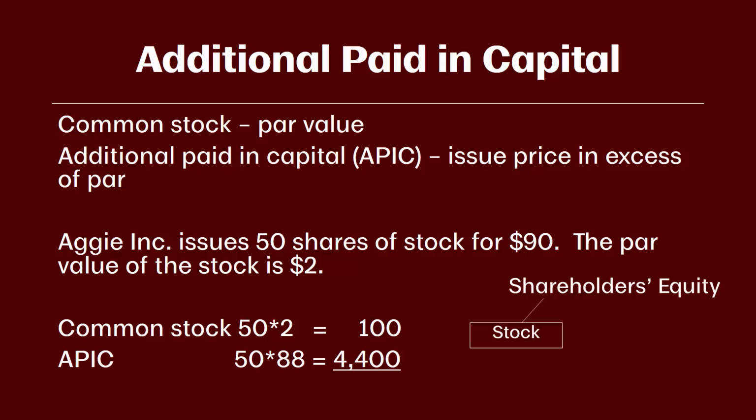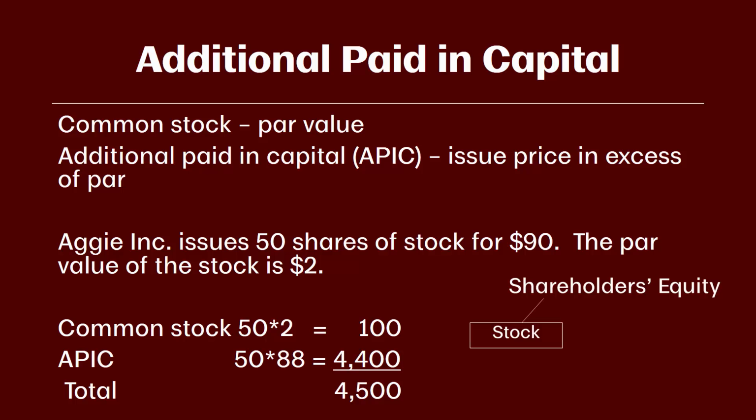The remaining $88 of that share price is going to go into additional paid-in capital. We would multiply that per share amount of $88 by 50 shares, and that gives us $4,400 that's added to the additional paid-in capital account. The company still gets the whole $4,500 in cash. It's just on the balance sheet, we break those two values up between the common stock account, which is just par value, and the additional paid-in capital account, which is anything over par value.